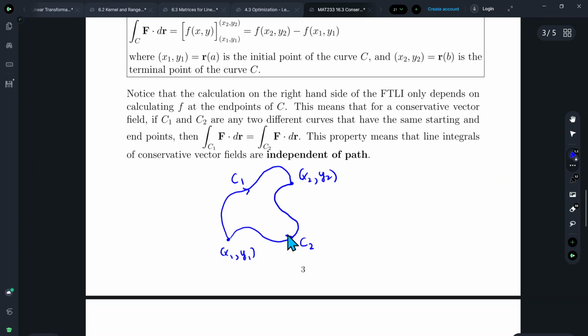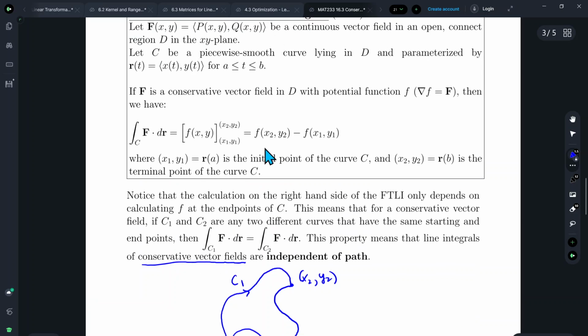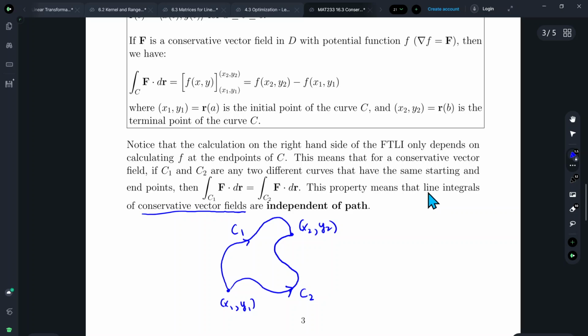Then again, even though these are two different paths, because they start from the same point and they end at the same point, as long as you have a conservative vector field, the calculation of the two line integrals should give you exactly the same value. Okay, so that's the basic idea. And so next we'll take a look at how to calculate an example.